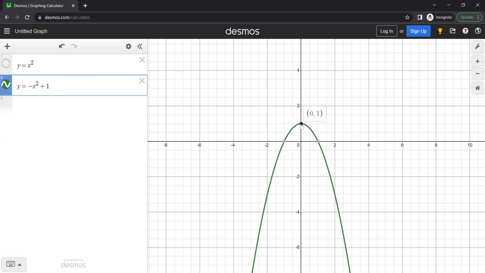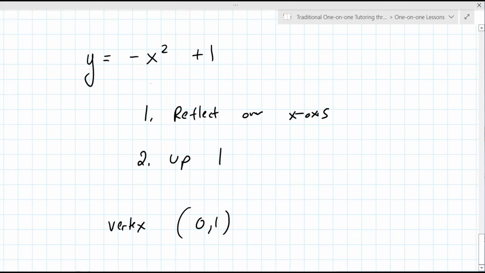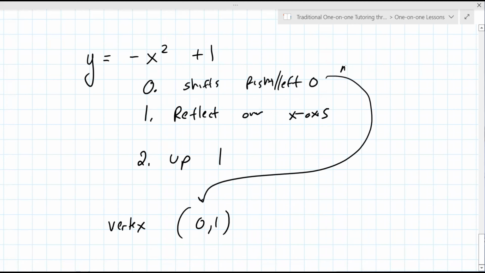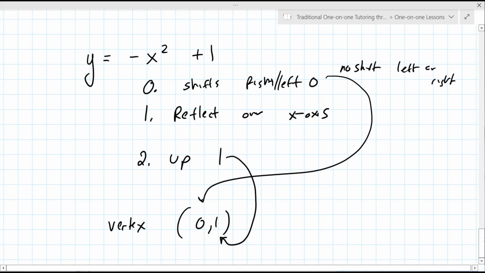All right. What is the vertex of this one? 0 and 1. Now let's go back to the other screen and decide why it is 0. Right up here at 0, it doesn't shift right or left. That's why the first number is 0, because there's no shift left or right. And then up 1 is the other value.